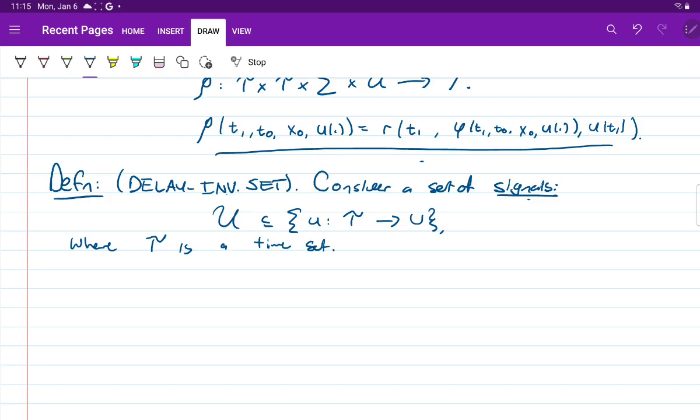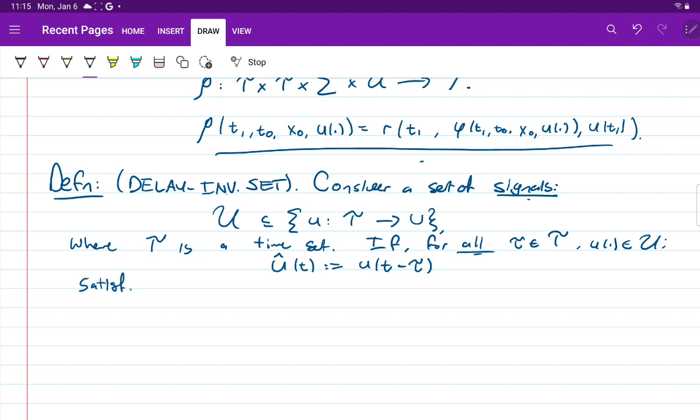All right? So if for all tau in my time set t and all inputs u in this set curly U, the signal u hat of t, which is defined as u of t minus tau, satisfies the following property, u hat still belongs to curly U, then I say curly U is delay invariant with respect to the time set t, okay?